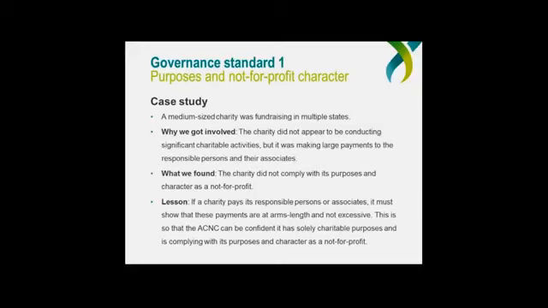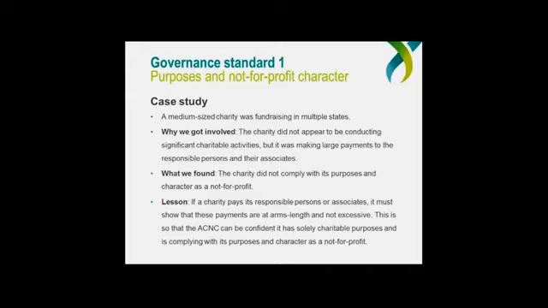During that investigation, we found that the charity did not comply with its purposes and character as a not-for-profit. The lesson from this case is that if a charity does pay its responsible persons or associates, it must be able to show that these payments are at arm's length and not excessive.